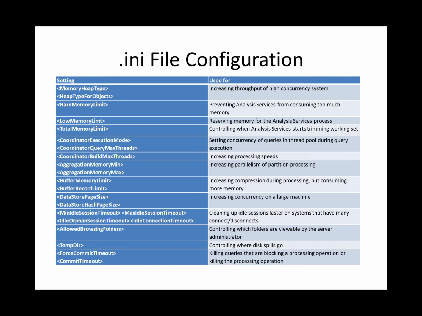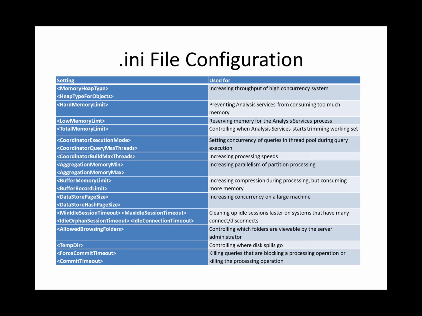Once you get into Analysis Services, then we have our INI file configuration. So the INI file is going to store a lot of our settings, and this isn't all the settings in the INI file. These are just most of the ones that people actually may or may not go in and change. I wouldn't recommend changing many of these without talking to an escalation engineer on the Analysis Services support team. But there are a few that you can adjust, and some that we'll talk about through the course of today, like memory heap type and heap type for objects.